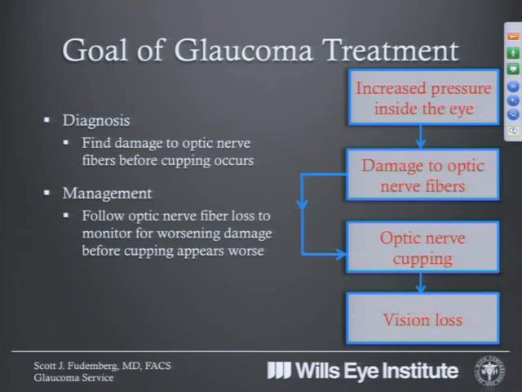So we want to identify any changes, and our goal here with the OCT is to see the changes in those fibers before they ever pop up as a change in the optic nerve that's easily identifiable to us. And so we're trying to break this cascade here between damage to the optic nerve fibers and the optic nerve cupping that we can see in order to detect glaucoma and glaucoma progression earlier and earlier to prevent ever getting to the point where vision is lost from glaucoma.